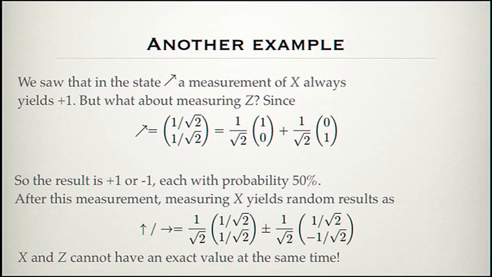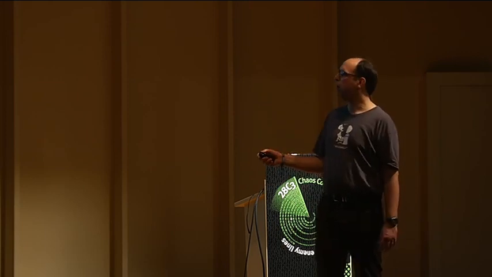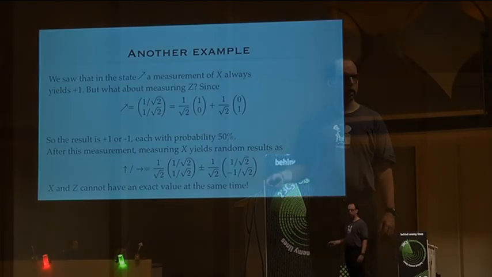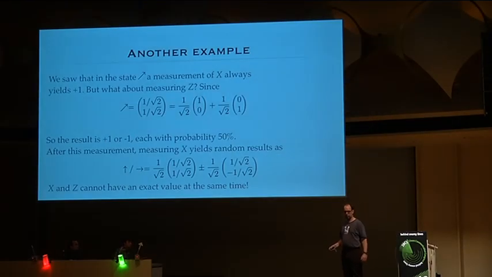Because I changed the state, and after measuring z, the state is in this half plus half minus state with regards to the measurement of x. And that shows us that x and z, if I measure the x value and the z value of the thing, they cannot have an exact value at the same time, right? If it's in this state, then I have an exact x value, but a random z value. But after the measurement, I have an exact z value, but a random x value. Okay? So that's the crucial property of quantum mechanics: that certain measurements cannot be exact at the same time.